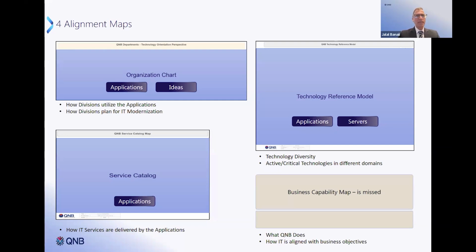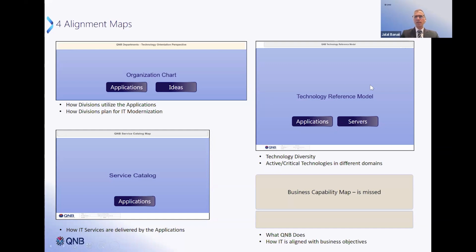And we also understand how divisions are planning to do modernization because of the idea. So we have visibility on how the systems work together for smooth and constant modernization throughout the organization, division by division. That is a very effective map that helps build visibility on how the organization is moving in different divisions.